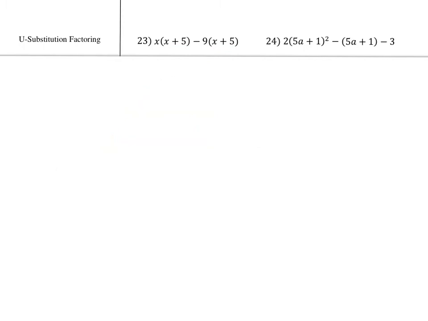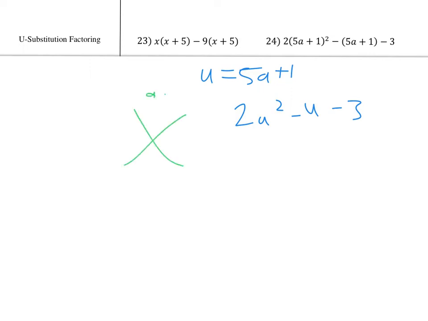All right, same idea here on number 24. So on this one, we're going to let u equal 5a plus 1. And so then this becomes 2u squared minus u minus 3. I don't see a GCF here, and so I'm going to go ahead and just jump into my x factoring technique. So I'm going to have a times c here. Oops, not 6, it's c, which is negative 6. I was probably thinking ahead of myself there. And then b is negative 1. And so I would use negative 3 and 2, or you kind of have to in some order.